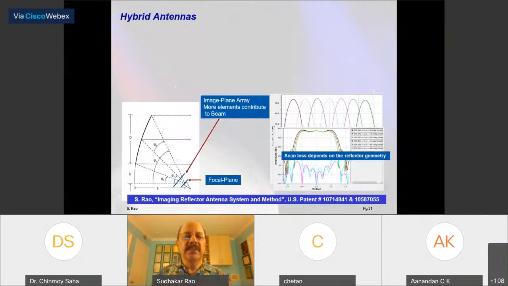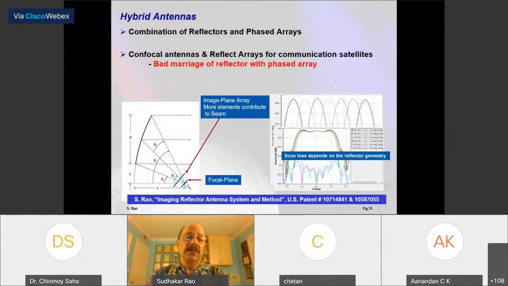Hybrid antennas are a combination of reflectors and phased array. People try to do that. People actually try to do confocal antennas and reflector arrays for communication satellites. I would say that it's a bad marriage of reflectors with phased array because it doesn't have any advantage. It's spoiling the good properties of the reflector with the limited capability of the phased array. So I think people tried confocal antennas for a while.